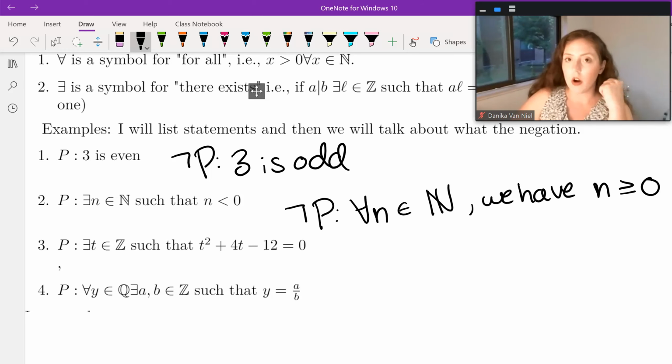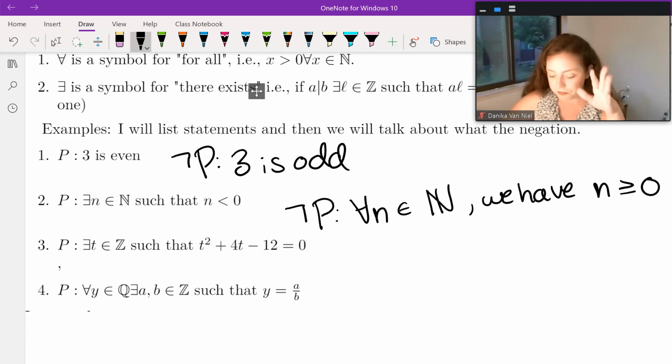So you just want to always keep track of that. It's not enough to just switch the direction. You also need to talk about the equivalence in one or the other, okay? So let's think about why this is the negation.